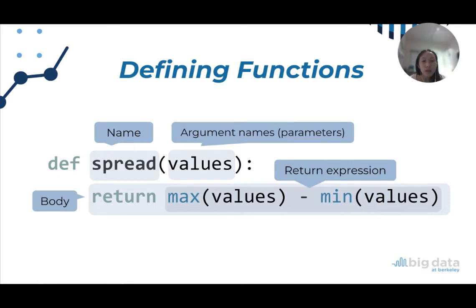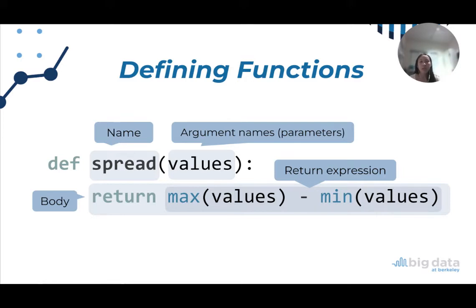And usually functions have a return statement. It doesn't always have to, but usually it has a return so that once this is called, it returns something or outputs something. So in this case, it returns the maximum of the arguments put into values minus the minimum of the arguments put into values. For example, if we were to put an array of 1, 2, and 3 in our values, it would return the maximum of it, which is 3, minus the minimum, which is 1. So 3 minus 1 is 2. So if we called spread on that value, it would equal 2.